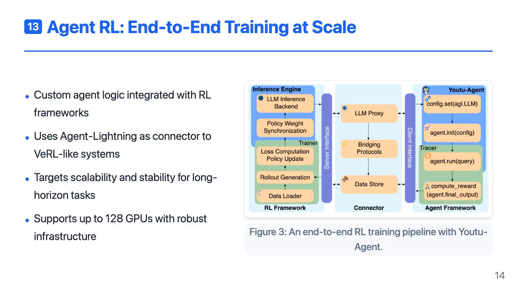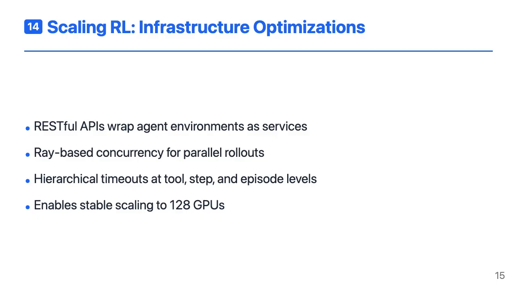With this design, you can train Youtu-Agent-based systems end-to-end across many GPUs, while still using the same environment and tool abstractions as in inference. On the infrastructure side, the authors wrap agent environments behind RESTful APIs, so rollouts can be distributed and load-balanced like standard web services. They use Ray for concurrency, allowing many workers to generate trajectories in parallel. To avoid deadlocks and crashes, they add layered timeout logic at the tool, step, and episode levels. Together, these changes make it possible to scale Agent RL to 128 GPUs while keeping the system responsive and robust.